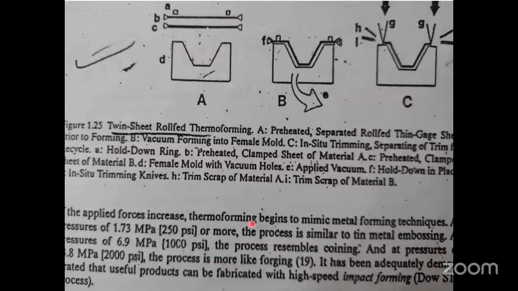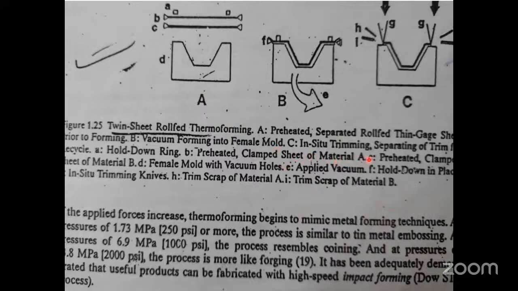Now see here, twin sheet roll fed. This is a mold here, a female type of mold. It is a preheated one, right? And a separate roll, a thin gauge sheet, prior to forming. It is a heated one, and vacuum forming into the female mold. See here, vacuum forming takes place, right?